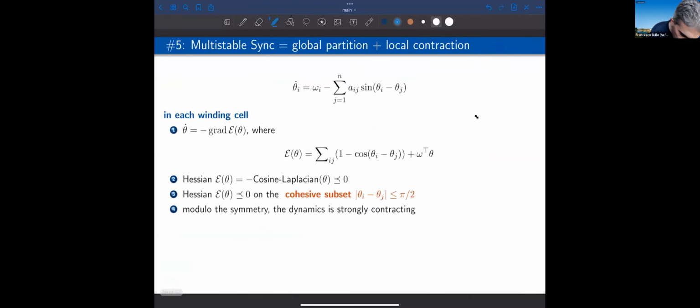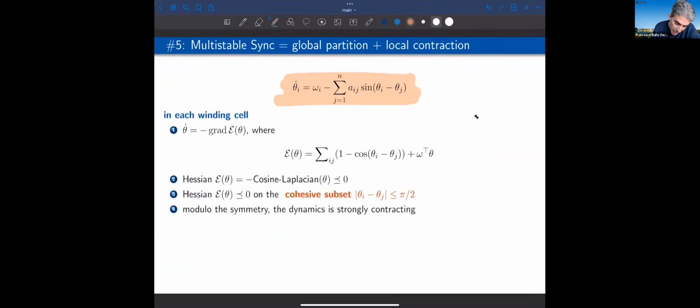Okay, so now, finally, let me come to the bottom line. Why do we care? We are interested in this phase coupled oscillator here, and I'm looking to understand if it has stable equilibrium points, which correspond to synchronization, right?